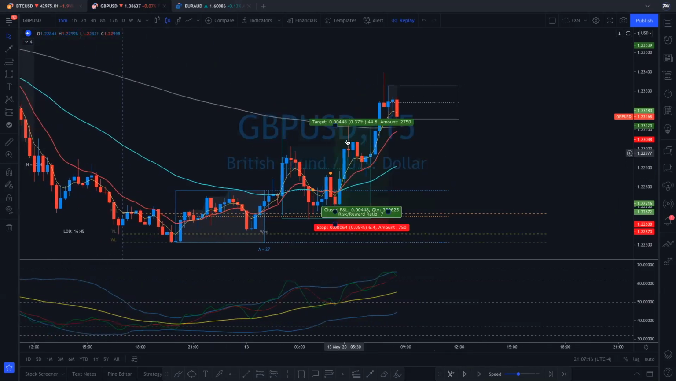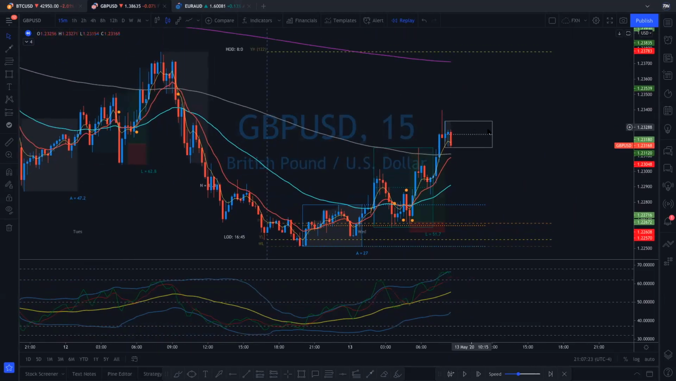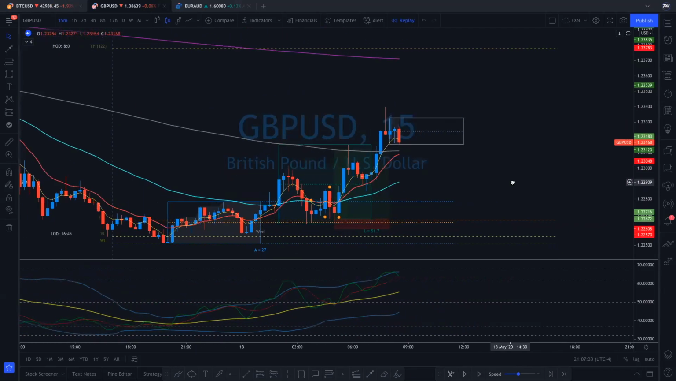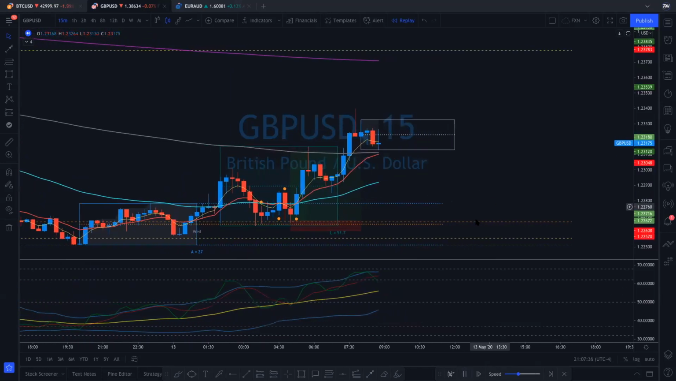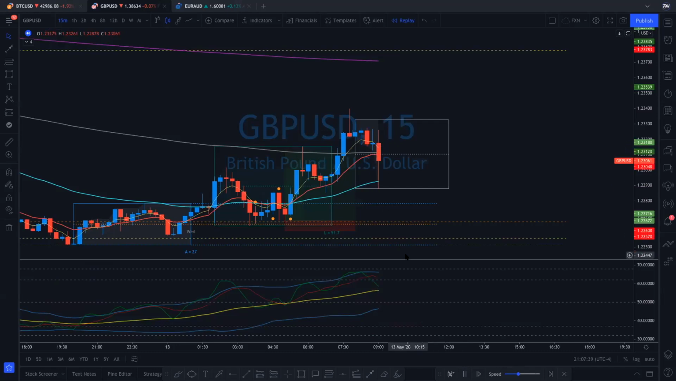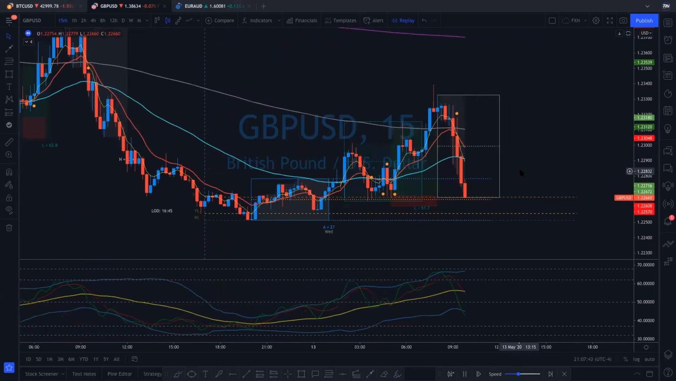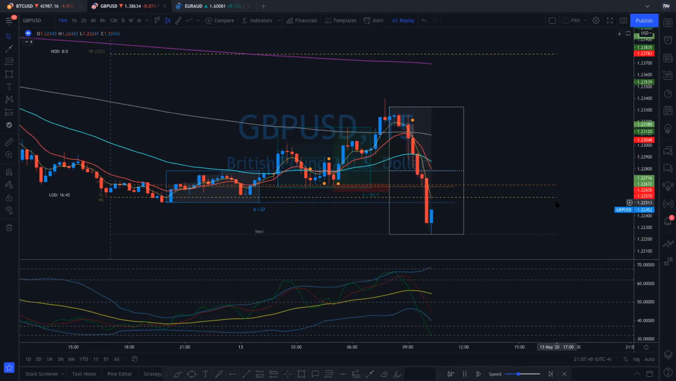Yeah, so this could very well be creating this pin bar here, the lower high. That very well could be it right there. Just need a little bit more evidence there. Boom, boom. See? Straight down. That's all she wrote. Straight down.